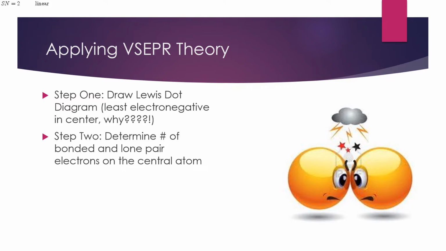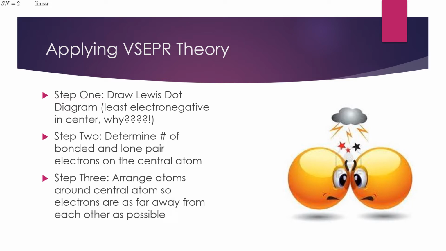Step 2, determine the number of bonded and lone pair electrons on the central atom. And step 3, arrange the atoms around the central atom so electrons are as far away from each other as possible. So step 2 is the crucial step that determines the shape, and I'm going to be recapping this throughout the lecture. Step 2, determine the number of bonded and lone pair electrons on the central atom. That is the crucial step.